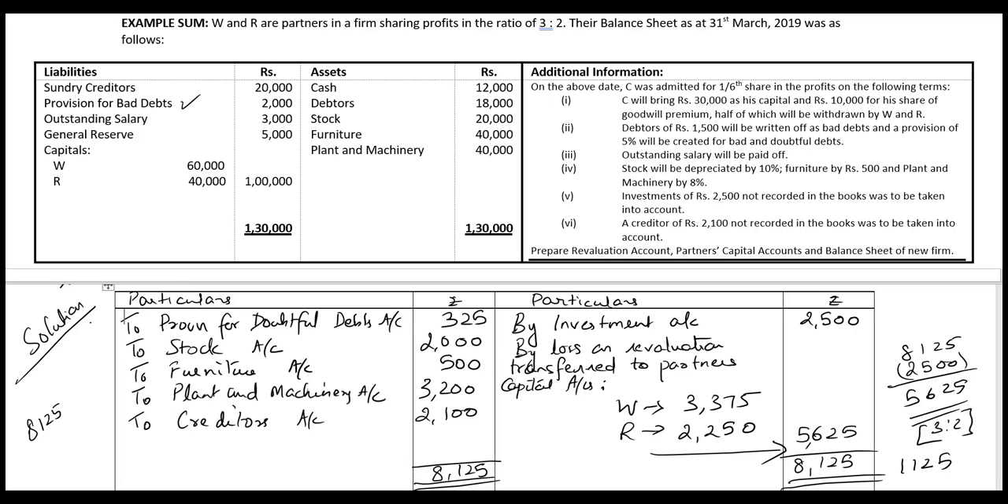So this is a revaluation account which is prepared by us. We are left with the loss and we've divided the loss among the old partners W and R in their old profit sharing ratio, which is 3:2.